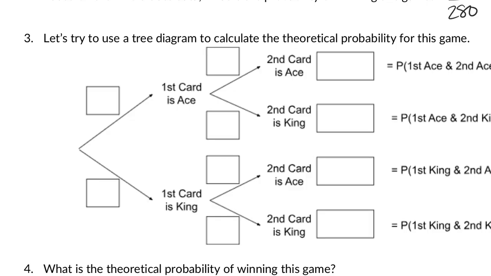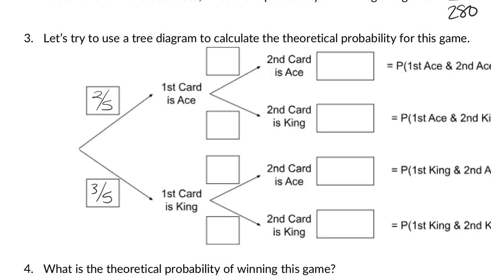So just in general, what was the probability from the jump of this game of us pulling the first card as an ace? 2 out of 5. So we're going to put 2 out of 5 right here. What was the probability that we'd pull a king? 3 out of 5. That makes sense. They add up to 5. 100% chance of me pulling a king or an ace. Those were the only options.